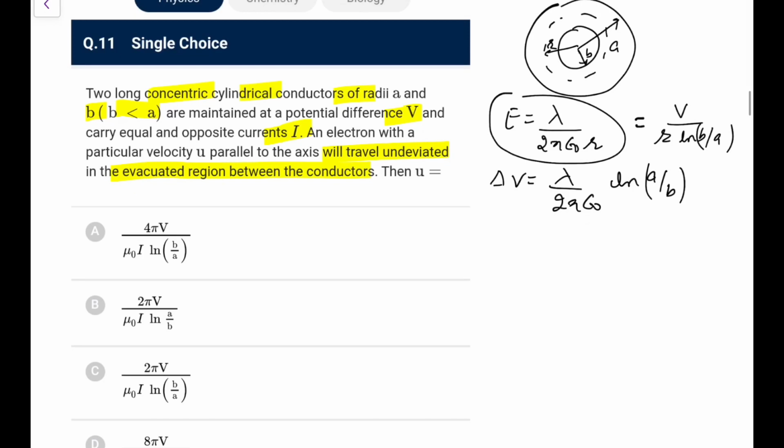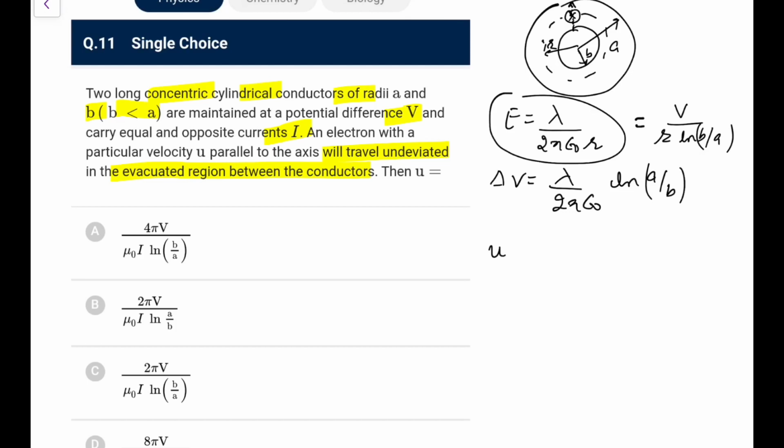And what we know is that to go undeviated, the electron has a particular velocity parallel to the axis. Parallel to the axis means the velocity, let's say, would be like this, going in or going out, whatever. The electric field will be radial, so the electric field is perpendicular to this. So the magnetic field should also be perpendicular to this. Then only we can have this particular thing.